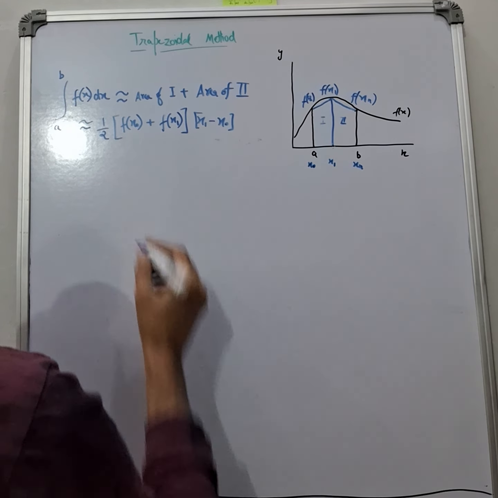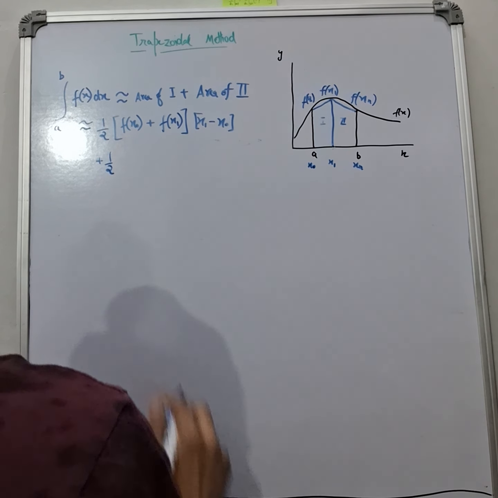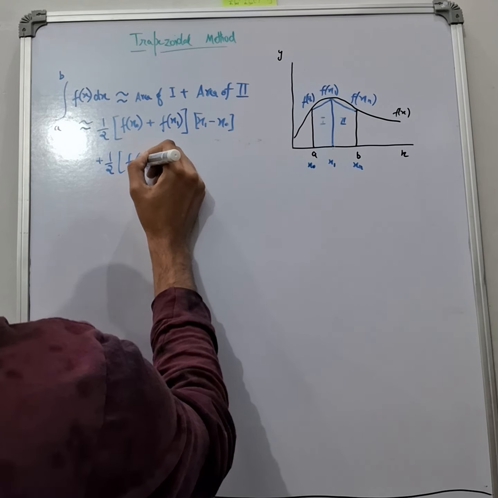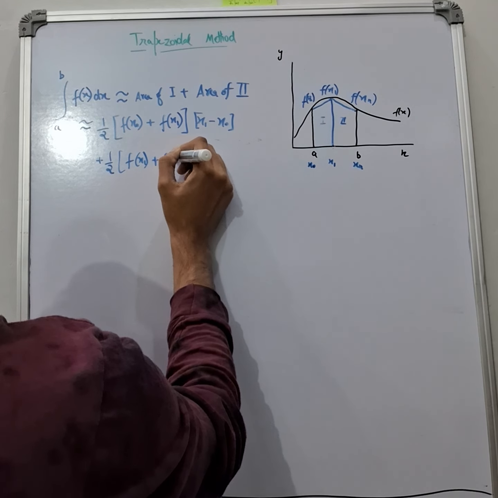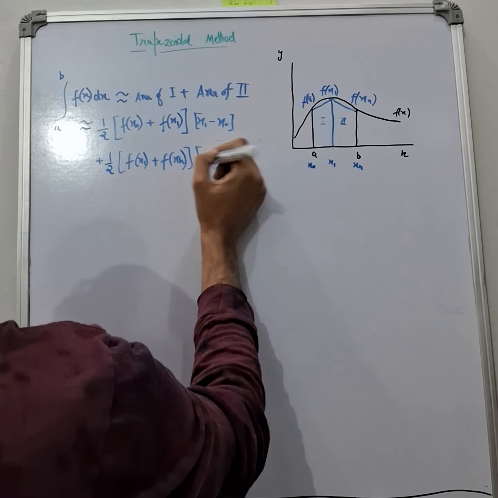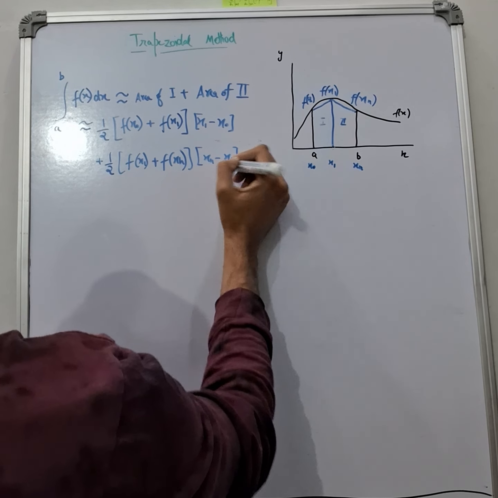For the second trapezoid, we'll add the area of the other one to this. It will become f(x1) plus f(xn) times xn minus x1.